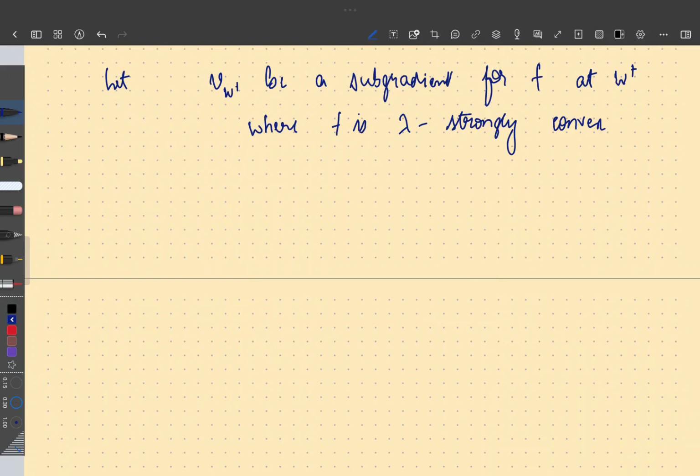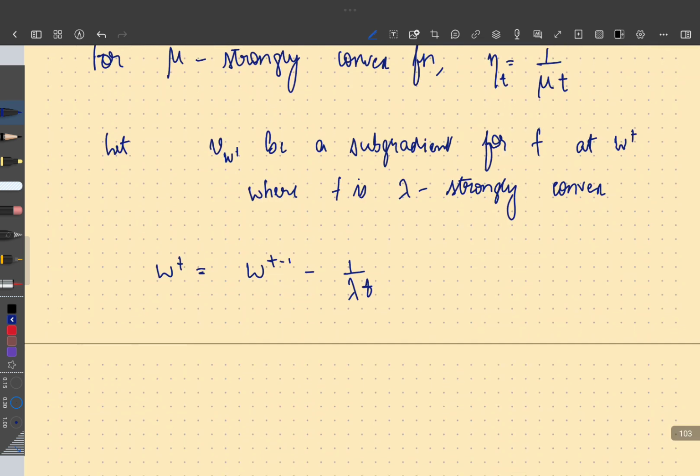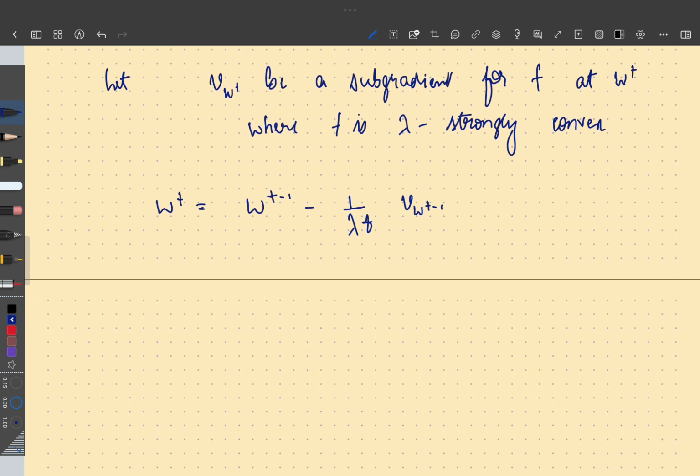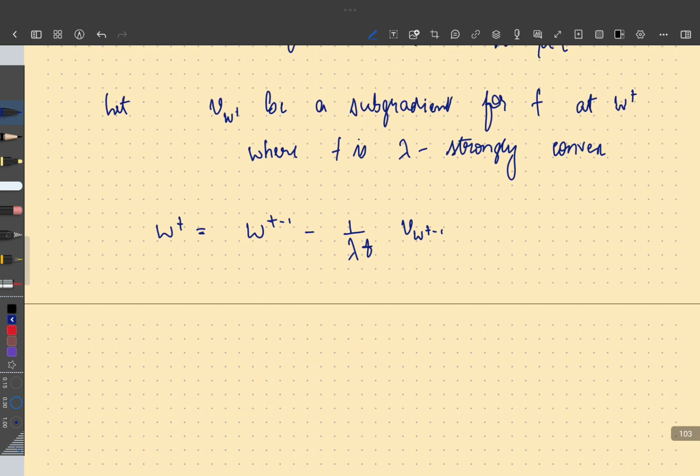So we have w_t equal to w_{t-1} minus 1 by lambda t, because I'm choosing the step size to be equal to 1 by lambda times t, times the subgradient of f evaluated at w_{t-1}. I'm sorry, yeah, v_{t-1}.